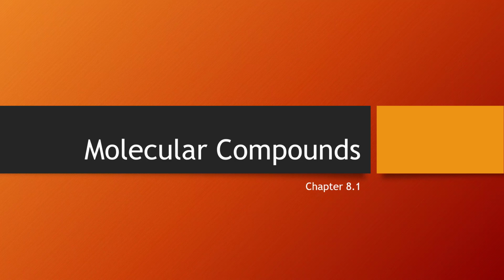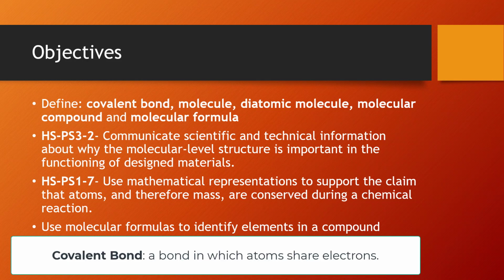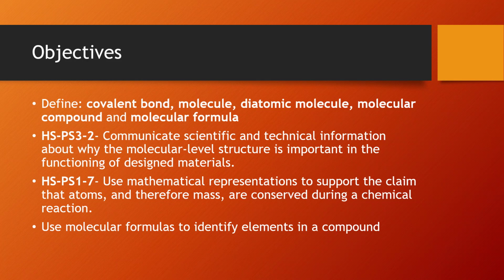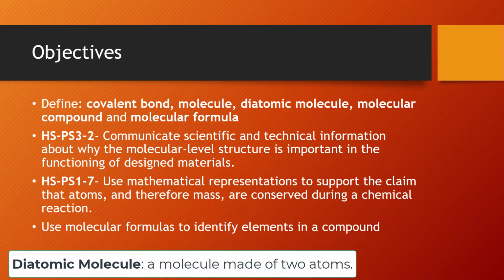Let's take a look at molecular compounds. To do so, we will need to be able to define covalent bond. This is a bond where electrons are shared between two atoms. A molecule is a group of atoms that are joined together by covalent bonds. A diatomic molecule is a molecule that is made of only two atoms.